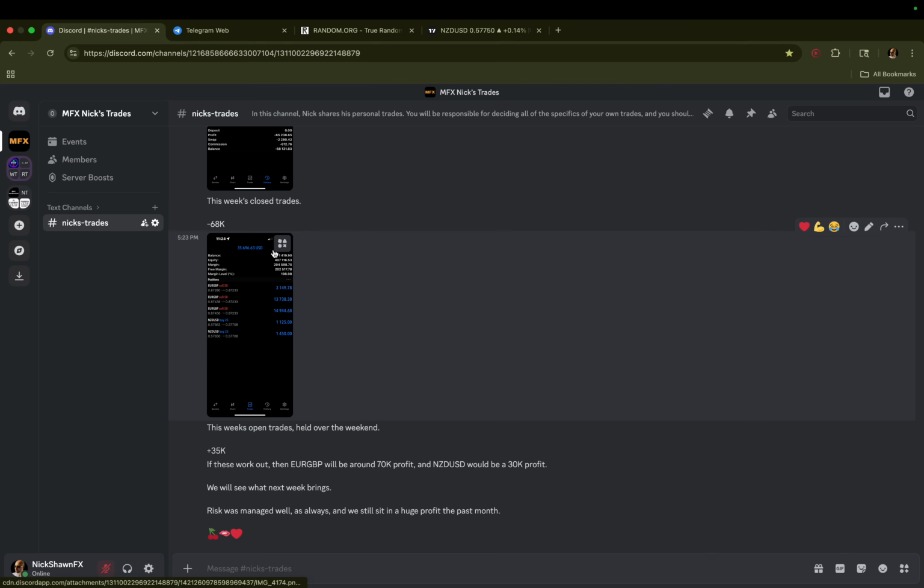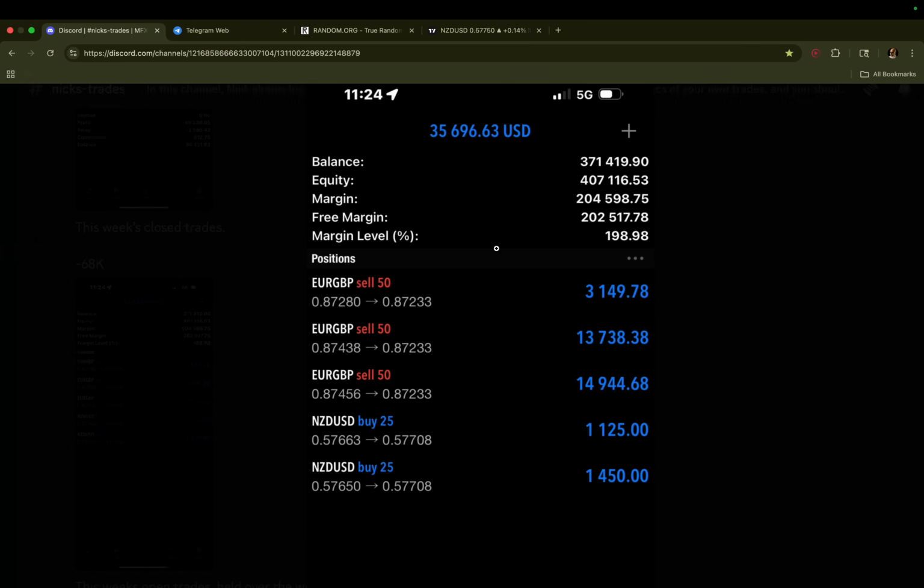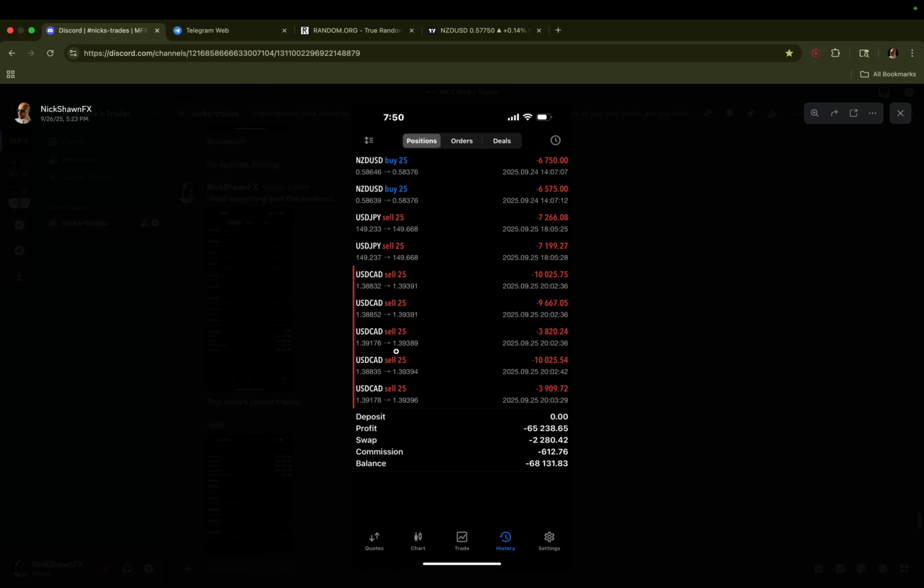This is my private group in Discord where I call all my trades. Right now, I'm up $35,000. This past month, I'm up $130,000. The closed trades last week was minus $65,000. You can see some of these trades like USD/CAD, for example. I lost 10,000, 10,000, 10,000, so that's 30 plus these 3K losses. So I lost about $40,000 in that one trade.